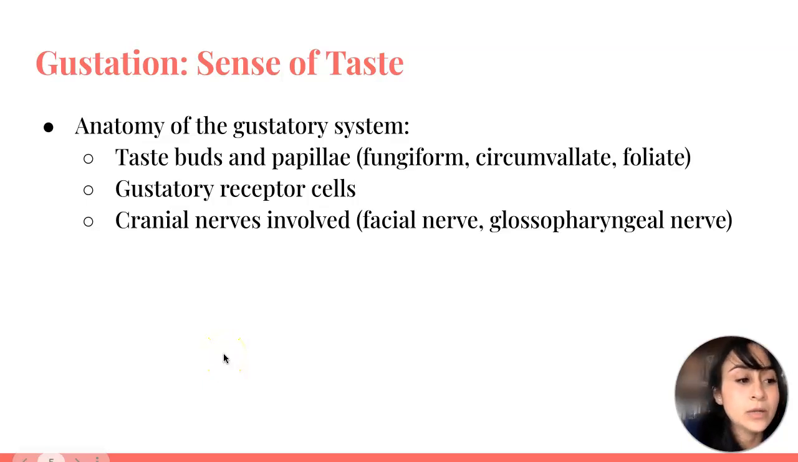And we will talk about gustation, the sense of taste. The anatomy of the gustatory system includes taste buds and papillae, which are further divided into the fungiform, circumvallate, and foliate. There are also gustatory receptor cells, and there is also involvement of cranial nerves, such as the facial nerve and glossopharyngeal nerve.